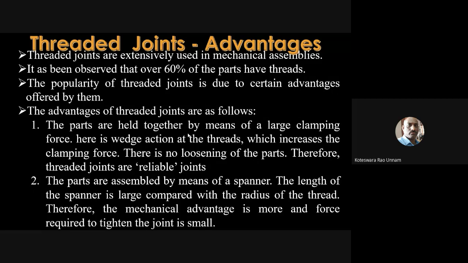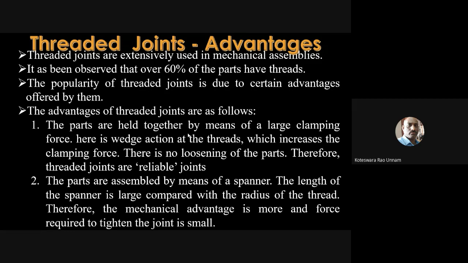The spanner will have some leverage or length. If the length is more compared to the diameter of the nut or the bolt, the mechanical advantage is more. What is the mechanical advantage? The load generated at the nut divided by the load applied at the end of the spanner. If that is more, then with a small amount of force applied to the spanner, you can easily tighten the nut. That means you can apply more force at the joint.